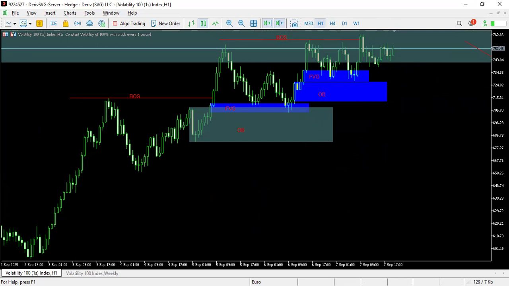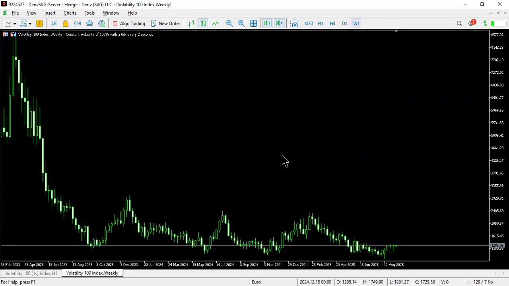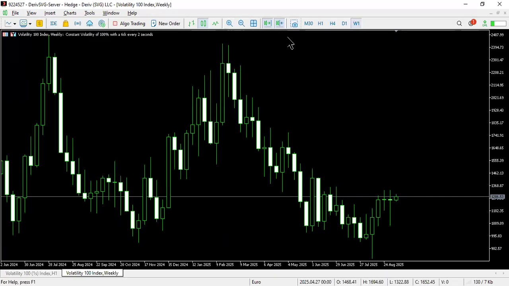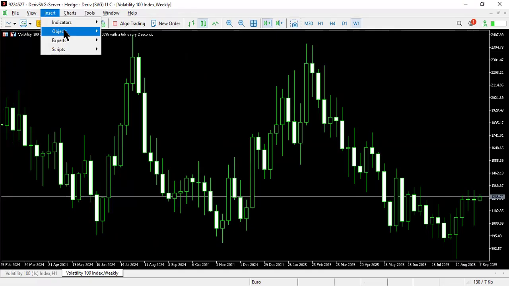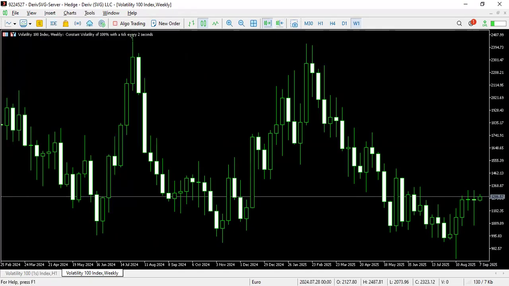And then if we go to Volatility 100 1S, as always, we start on the weekly time frame by marking our supply and demand zones.